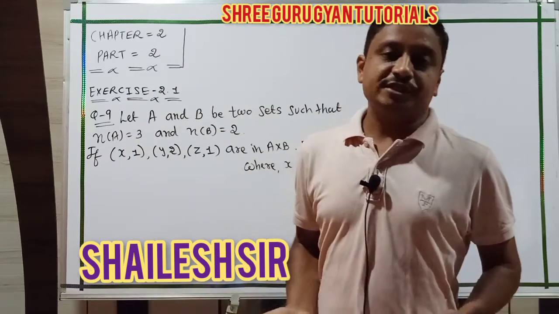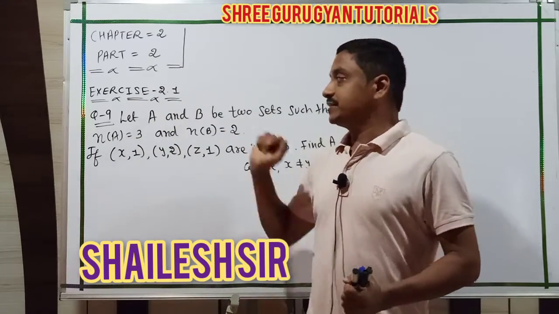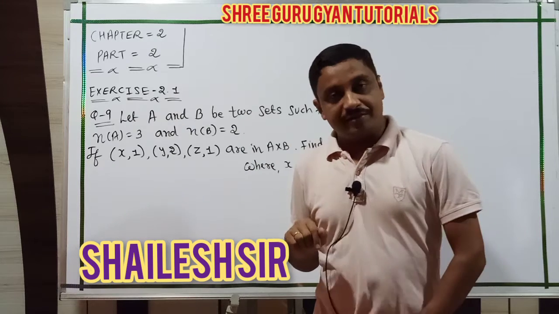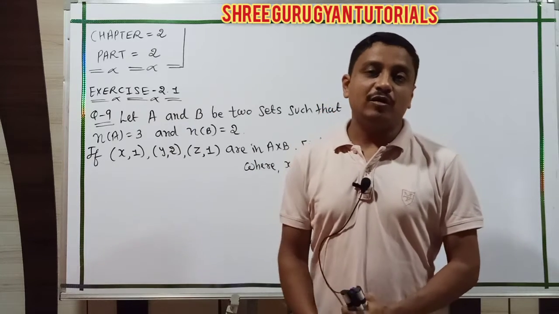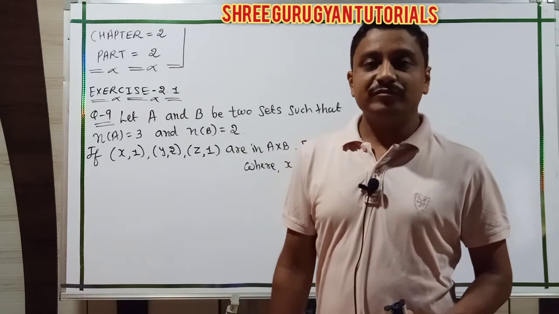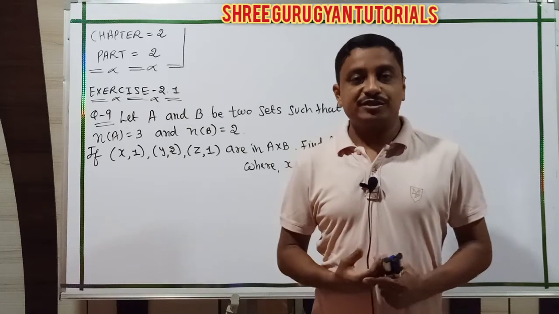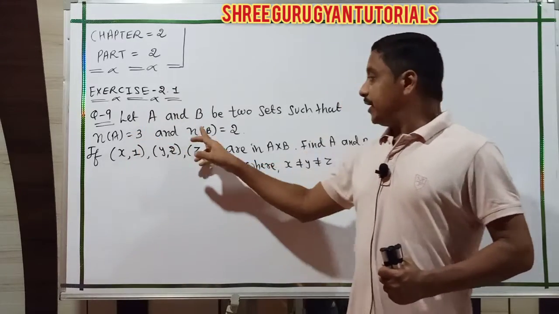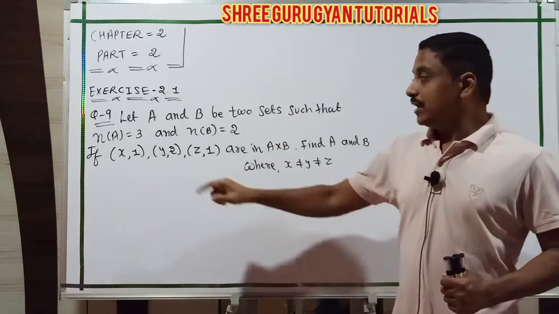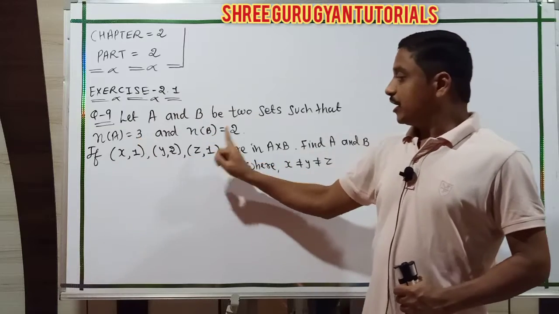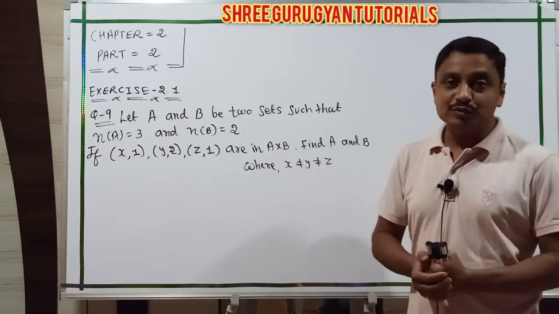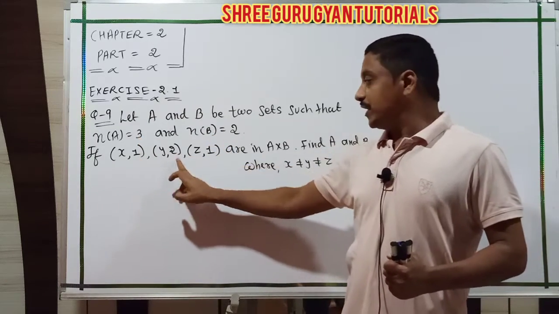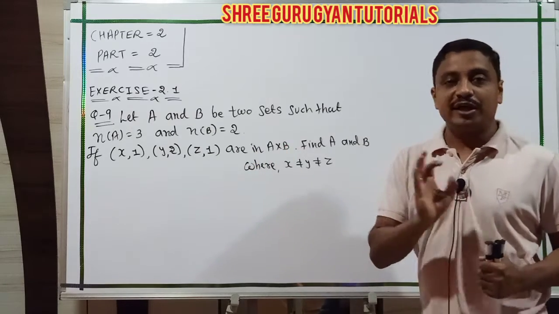The remaining questions of our exercise 2.1. In question number 9, students, I already explained up to question 8 in the last part, in the Cartesian products related to two sets. So question number 9. Let A and B be two sets. The number of elements of A is 3 and the number of elements of B is 2, and (x, 1), (y, 2), (z, 1) are some elements of A cross B.